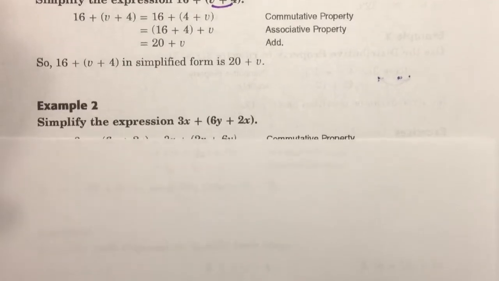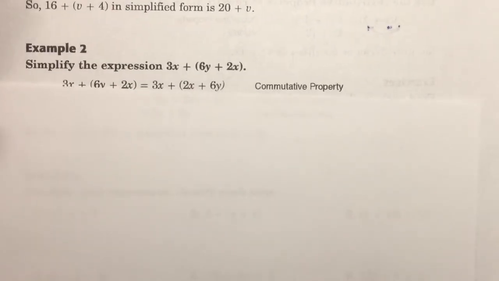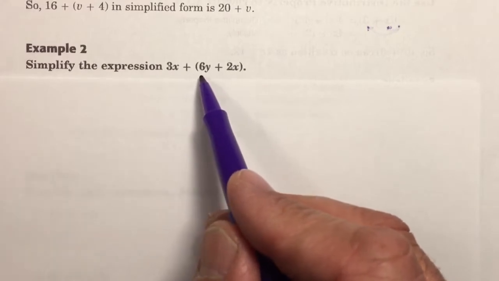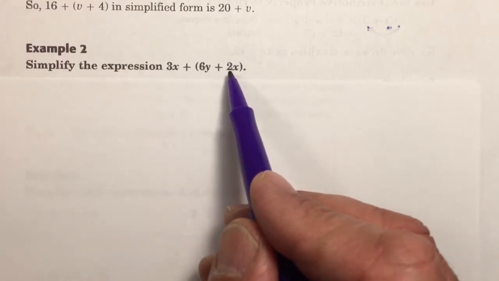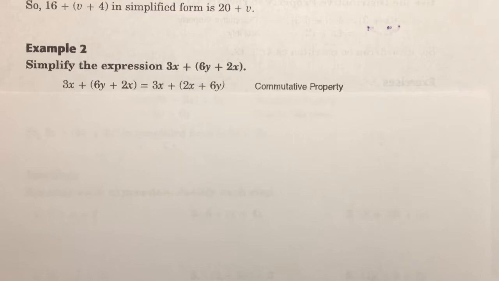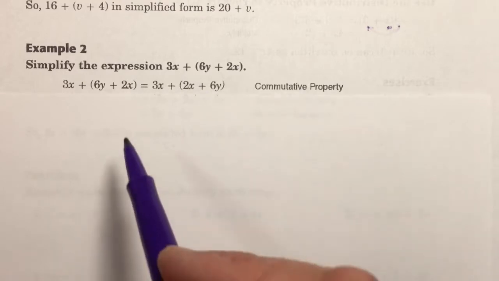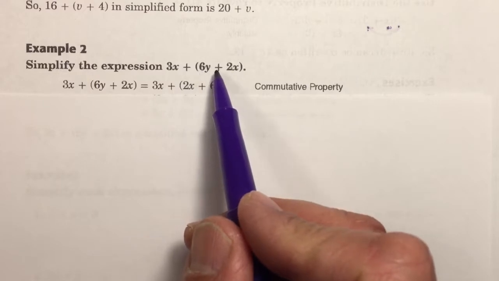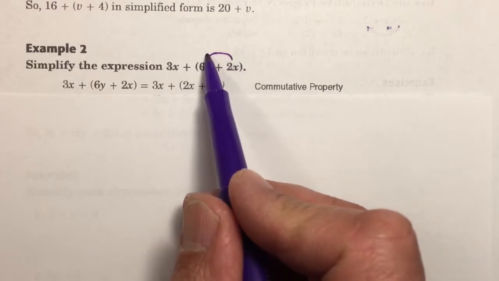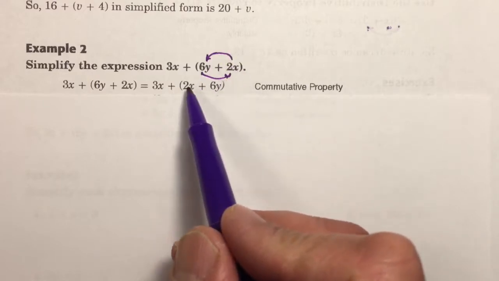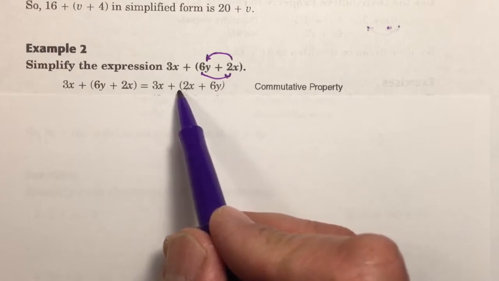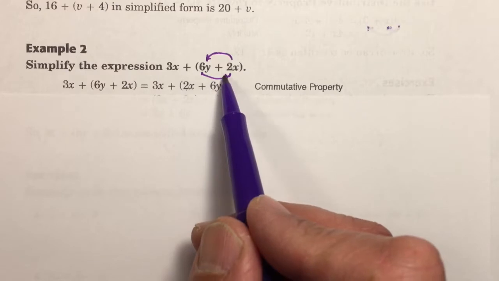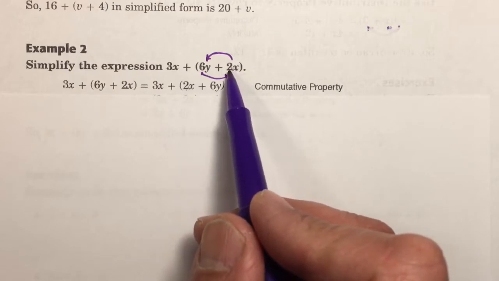Let's go to another example. Example number 2. Simplify the expression 3x plus, parenthesis, 6y plus 2x. What do we do first? We use the commutative property. So we change the 6y plus 2x, we swap it and make the 2x very close to the other x. So I'm going to have 3x plus 2x plus 6y. That is the same as 6y plus 2x.